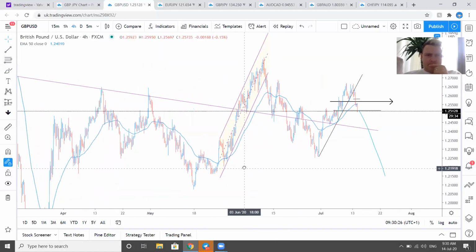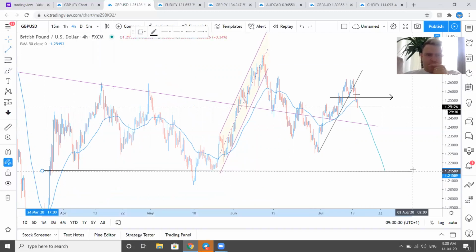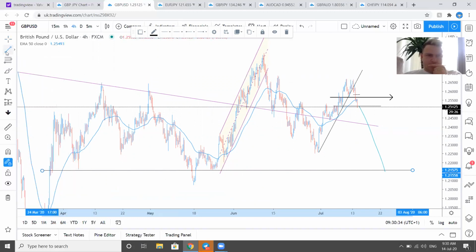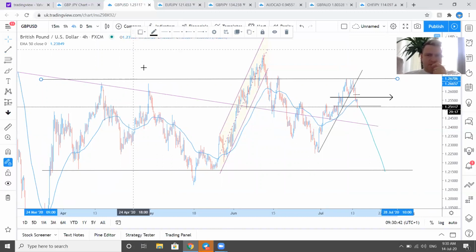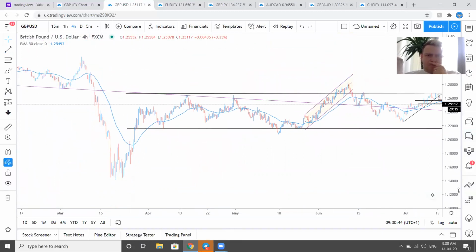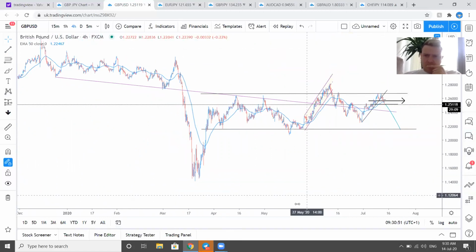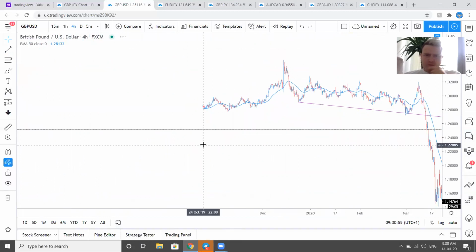Not only that, if we condense it up in this kind of view, we can see that right now this pair appears to be trapped in some form of range that, ideally, it needs to break out of.